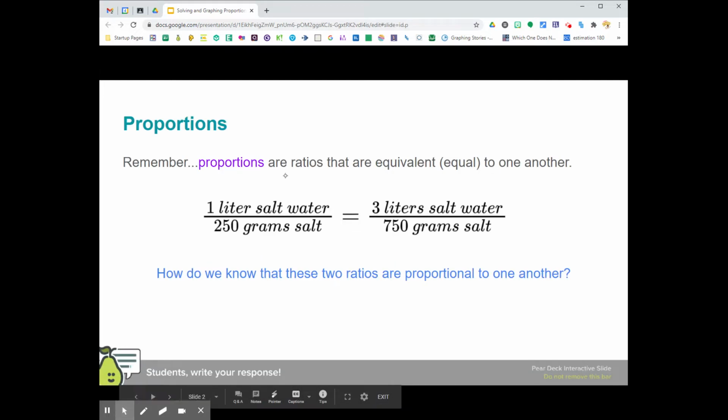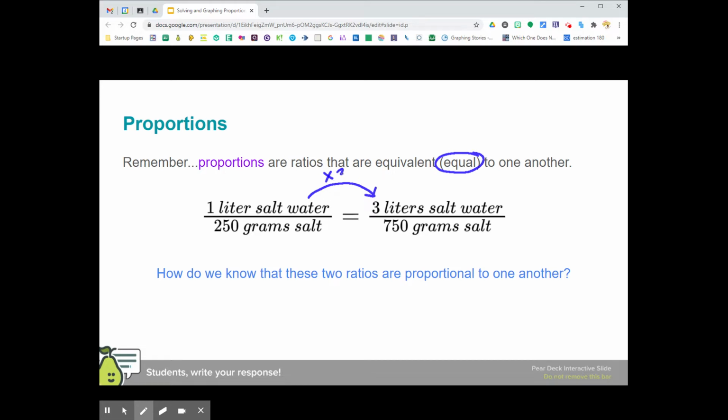So remember, proportions are just ratios that are equivalent, and equivalent means equal. So as an example, if you have this ratio of 1 liter of salt water for every 250 grams of salt, we can say that is equal to 3 liters of salt water and 750 grams of salt. How do we know this? Well, what did we do to get from 1 liter to 3 liters of salt water? We would have tripled our ratio, or in other words, multiplied by 3.